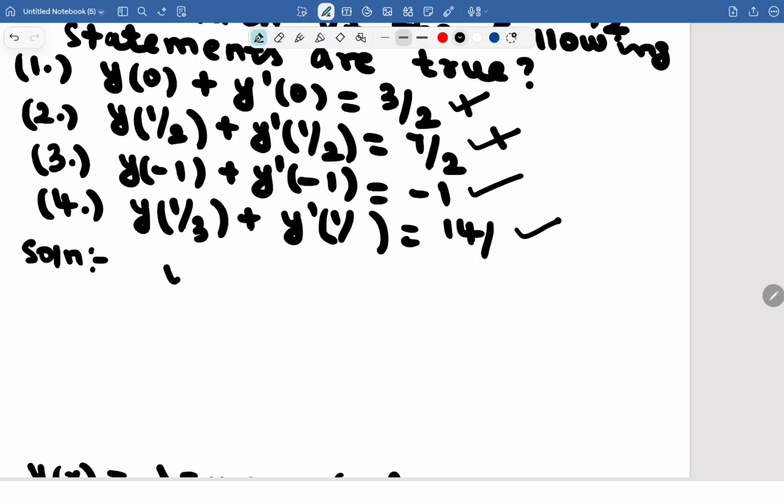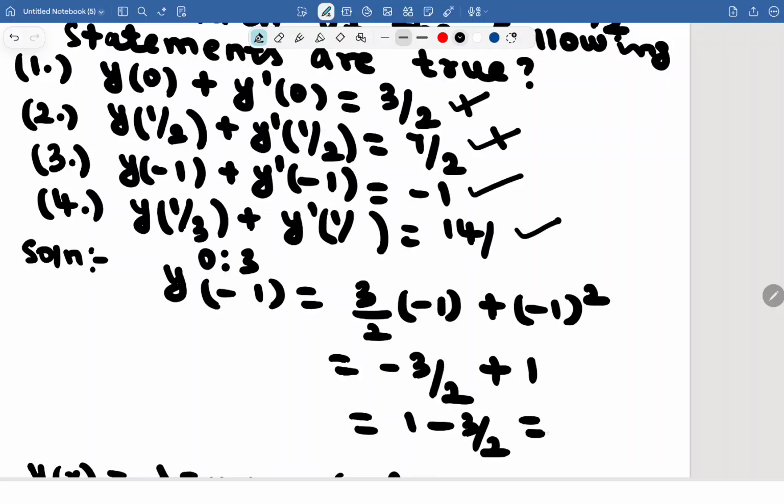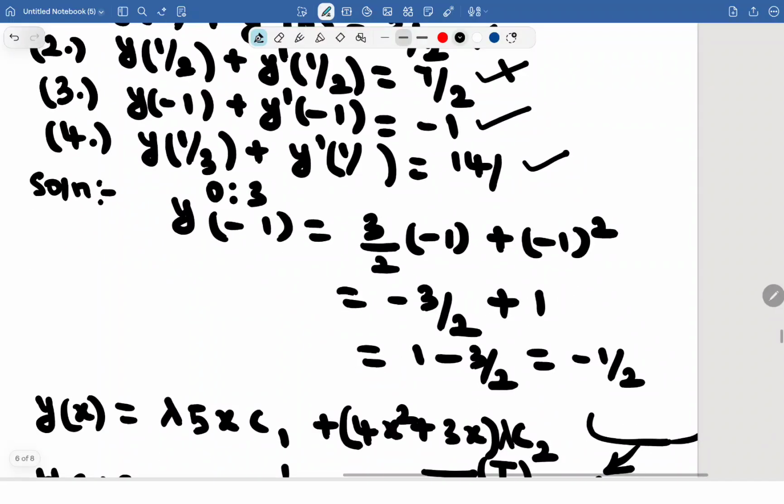Now y of minus 1. y of minus 1 means 3 by 2 into minus 1 plus minus 1 the whole square, since y of x is 3 by 2 of x plus x square. The answer is minus 3 by 2 plus 1, which is 1 minus 3 by 2. This is y of minus 1.